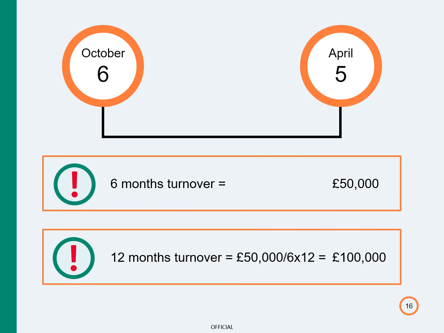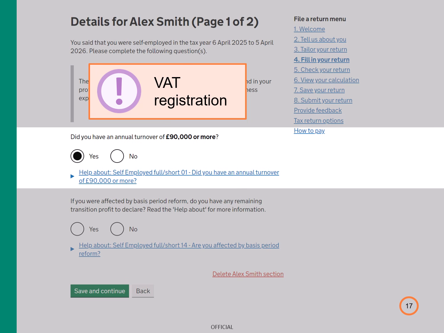For example, if you traded from 6th of October to the 5th of April, that's 6 months, and your turnover was £50,000, then your annual turnover would have been £100,000. If your turnover is £90,000 or more, you'll need to consider registering for VAT if you're not already registered.